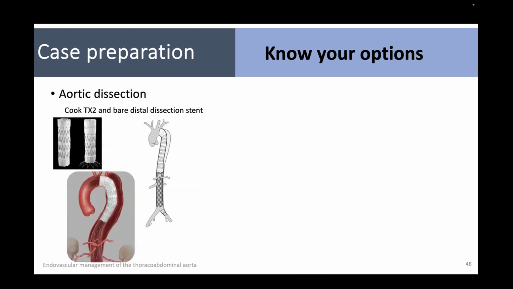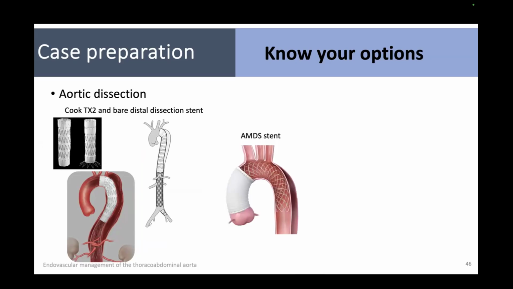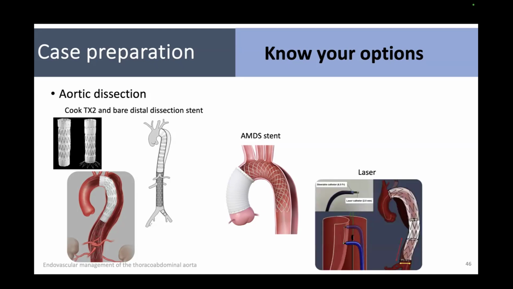For the dissection, you have different options. You have the Cook TX2 and bare distal dissection stents that can be used. The dissection stent is particularly interesting to me, in my opinion, because you could use it to relaminate the whole thoracoabdominal segment, so infradiaphragmatic, and create a new aorta, even if there was dissection before, to get rid of the whole process in the future. I think Dr. Moon is going to speak to you a bit about the EMD stents, an extremely interesting technology, and I think he is an expert in the domain. So I just wanted to put it there so we have a bit more of an overview.